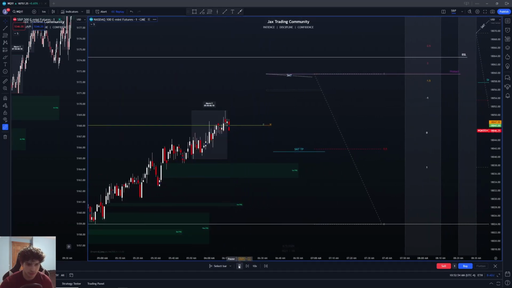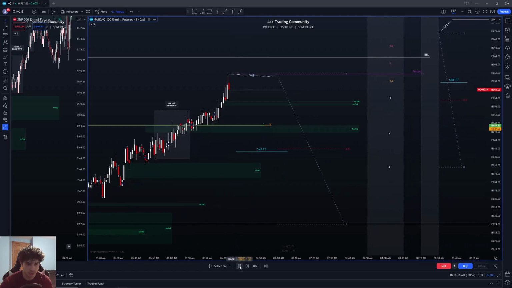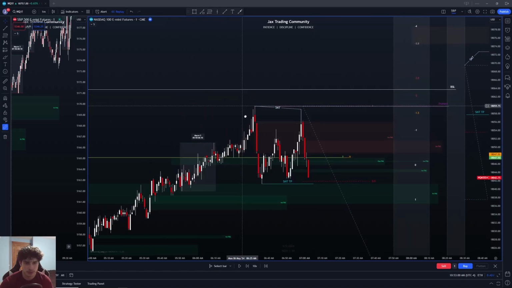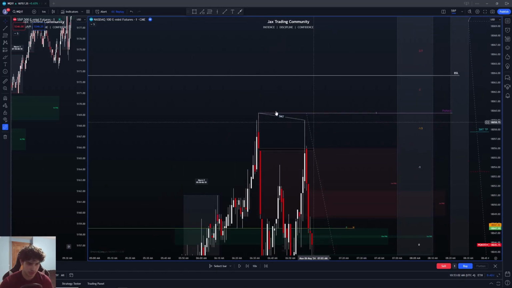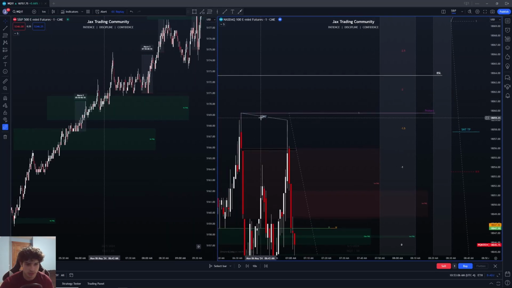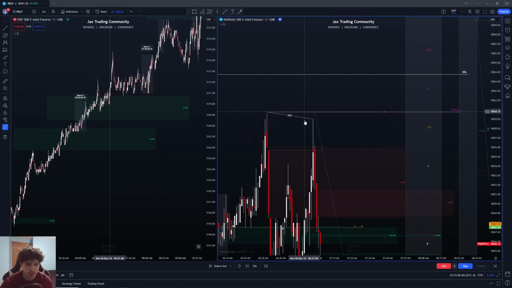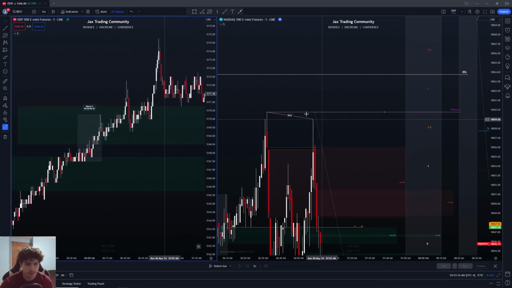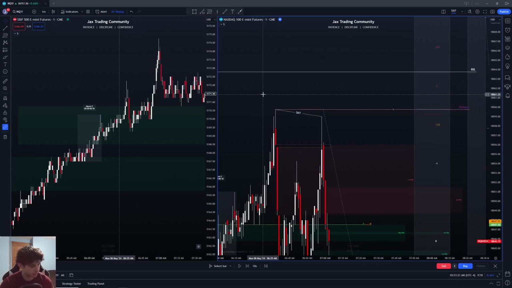So for any of you guys that are confused, I want to show you an example of an SMT. So let's let this play out real quick. Okay, so anytime I have SMT on the chart, which if you don't know what an SMT is, it's called a smart money technique. It's basically a little indicator. It's not really an indicator, but it's sort of a concept that will show you a reversal in price or a possible retracement back to discount.